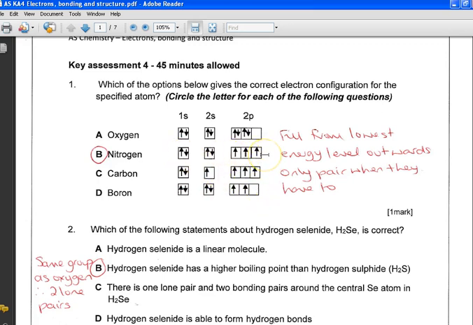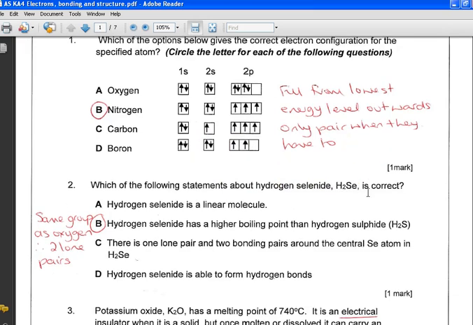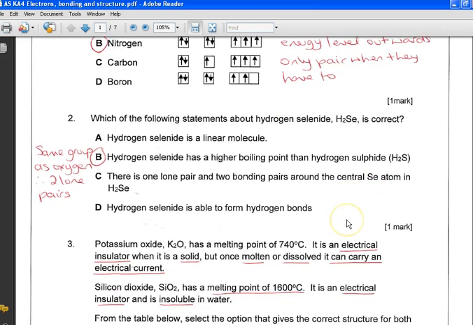This one's got 7 electrons, which is nitrogen. This one has got 2, 4, 6, 6 electrons, and boron only has 5. So you should be able to whiz through that in your head quickly, looking at the periodic table.